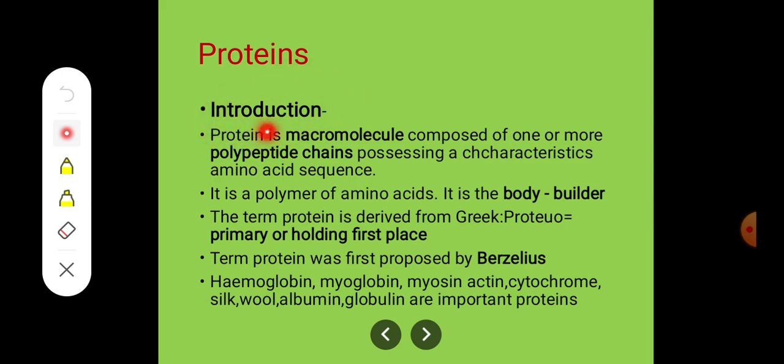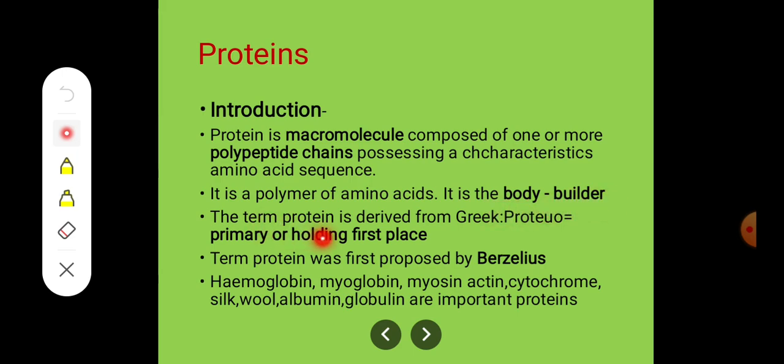First of all, introduction of proteins. Protein is a macromolecule composed of one or more polypeptide chains possessing a characteristic amino acid sequence. Simply, it is a polymer of amino acids. It is prepared by combining a number of amino acid monomers to form the protein. It is also called the body builder.